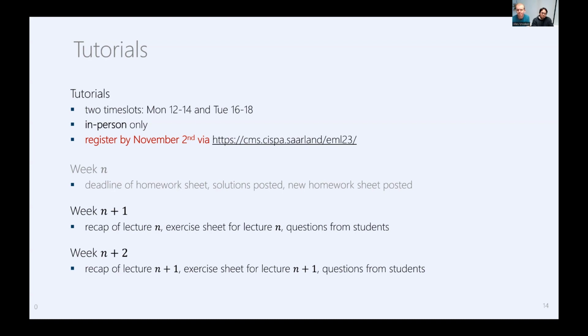Okay, then next week, well, essentially the same thing. There's a recap, but now of the lecture of N+1. There's a new exercise sheet reflecting lecture N+1. And you can again ask questions, and the tutors will seek to answer those.